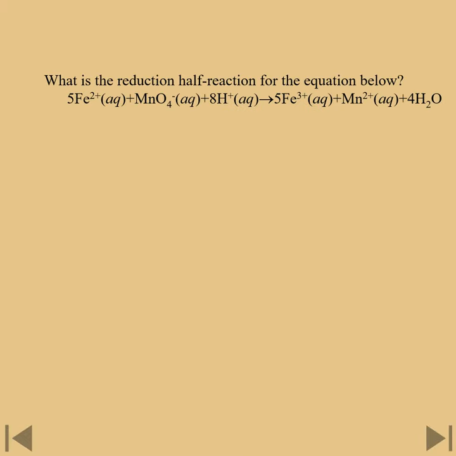And now, what is the reduction half reaction for the equation below? Well, let's see which species, which element is being reduced. Well, the iron's going from +2 to +3. It's losing electrons, so it's being oxidized.